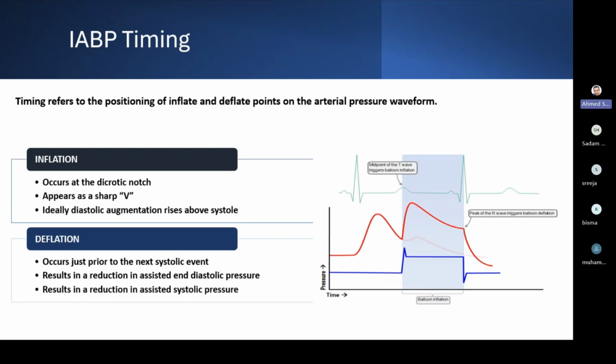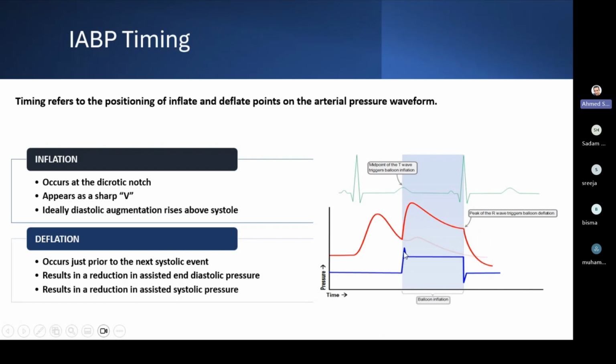The timing of the intra-aortic balloon. The timing refers to the point of inflation and the point of deflation of the intra-aortic balloon. Ideally, the point of inflation of the intra-aortic balloon is at the middle of the T wave, which is just prior to the dicrotic notch. And at this point, this is the inflation point.